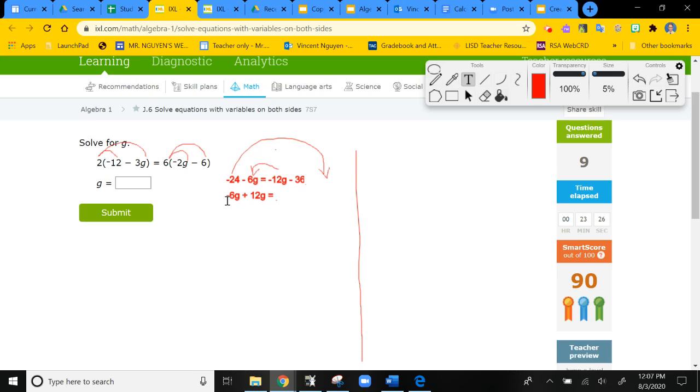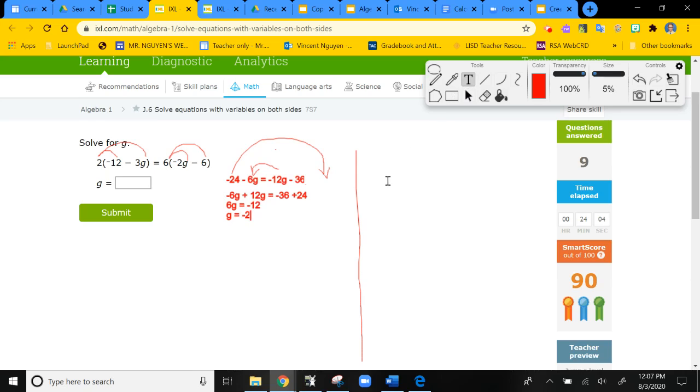And then on the right hand side, we have negative 36 left, and then we're adding the 24 to that, because we're moving this 24 back. So what do we have here? We have 6g positive, because negative 6 and 12 is positive 6, equals negative 36 plus 24. That's going to give us negative 12. And then we're going to divide by 6. So g is actually going to equal negative 2. So my answer is negative 2.